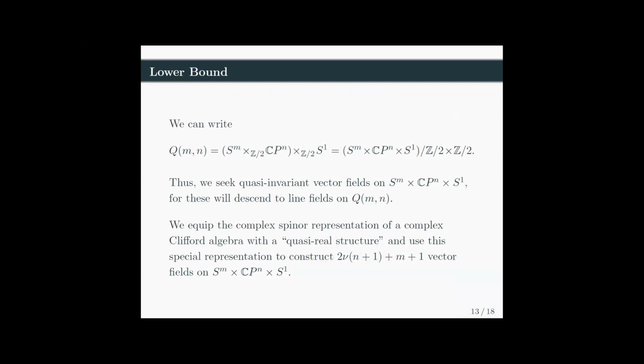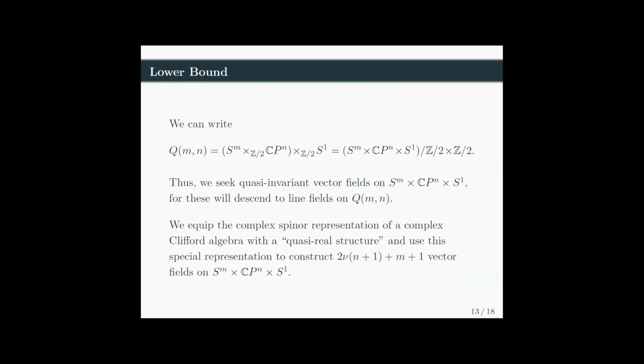So what we do to get a lower bound is we notice that these Wall manifolds can be written as this kind of iterated balanced product here. And that allows us to write it as some product space modulo a C2 cross V2 action.